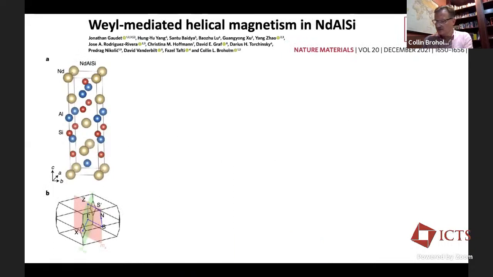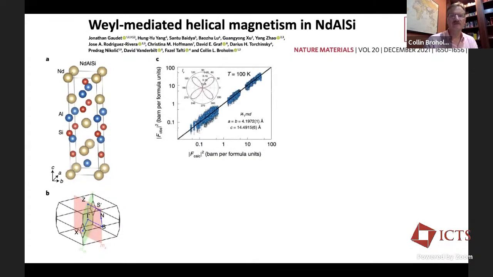So first, the neodymium aluminum silicon compound. I've shown you a picture of the structure. It's a centered tetragonal structure, and as I mentioned, it does not have inversion symmetry. As a result, one can show that it has a number of Weyl points, 56 of them, in fact. I'll show you band structure calculations that are able to determine the location of these Weyl points. Of course, we're doing experimental physics, which means that we need an actual compound, hopefully with this crystal structure.